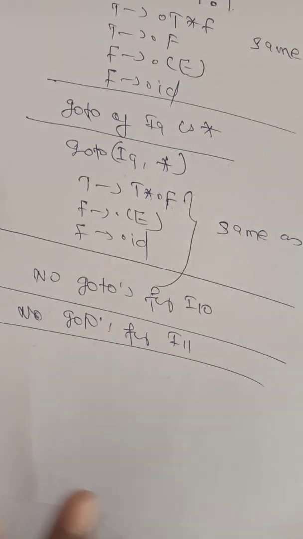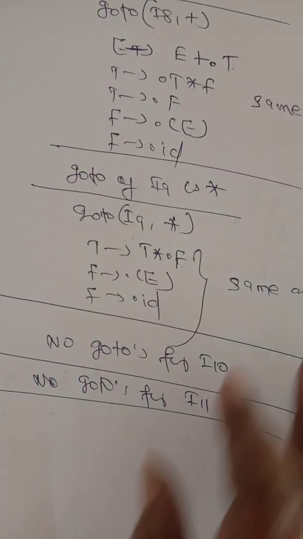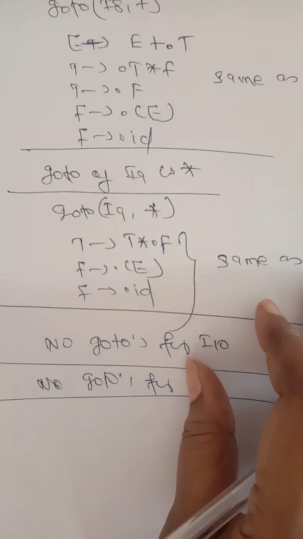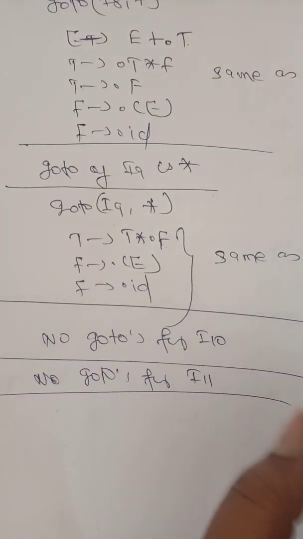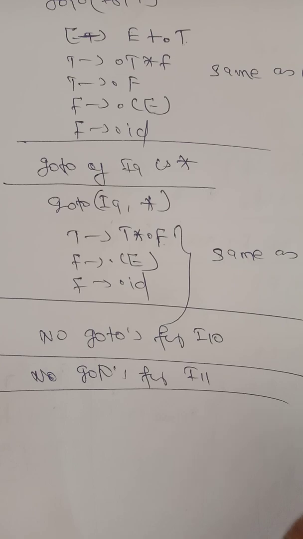So that's all. Now we have constructed the go tos. In the next video we will see how to construct the follow values and then the parsing table. Okay, thank you.